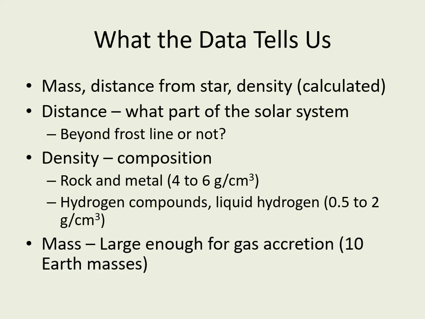The most important thing the mass tells you about formation is whether or not the planet got big enough for gas accretion. Remember that planets that get to 10 Earth masses can go through rapid gas accretion, while smaller planets will have no more than a small amount of hydrogen.